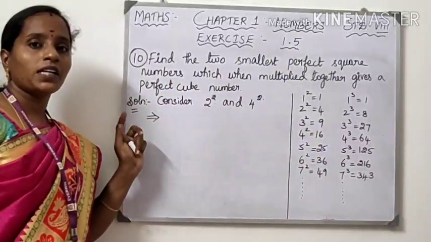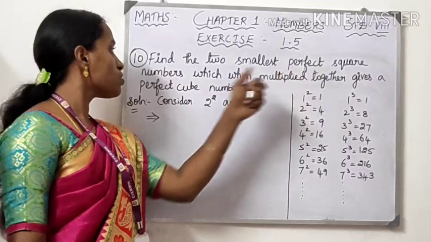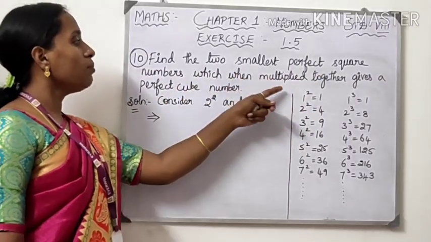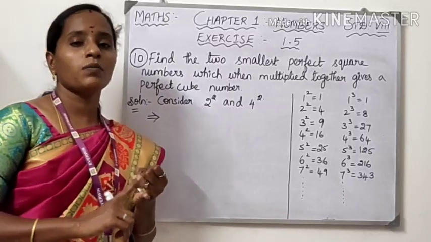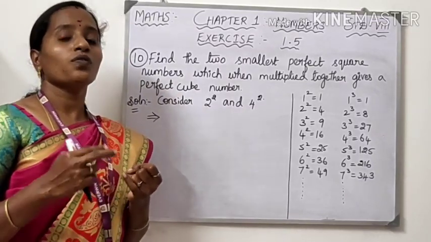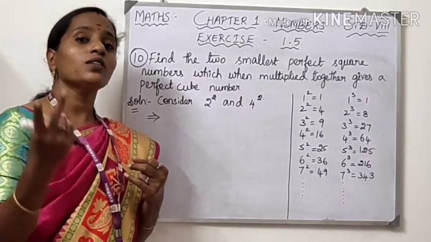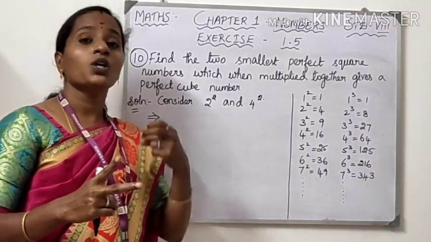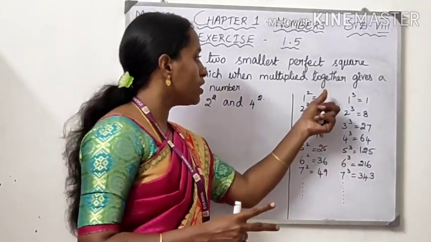Here we are going to find the solution for the 10th sum. Find the two smallest perfect square numbers which when multiplied together gives a perfect cube number. So you know what is meant by perfect square number. So we have to find out two perfect square numbers. When you multiply those two perfect square numbers, your answer will be a perfect cube. So you can see this I have written already.